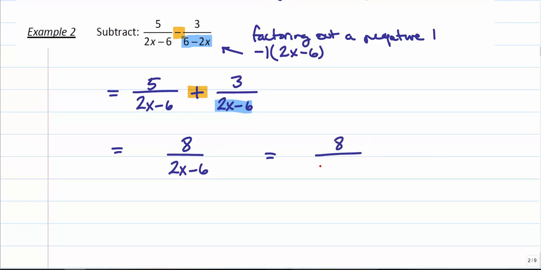Anything I can factor? Well, I can factor a 2 out from the denominator. And then 8 divided by 2 is 4, so I'm left with 4 over x minus 3. So that's getting the least common denominator. And here it wasn't so bad because those denominators were so close. I've seen this before, right? We've seen this several times where the subtraction has been reversed. And you can reverse subtraction as long as you factor out a -1. That means just as long as you multiply by a -1, you can do that.